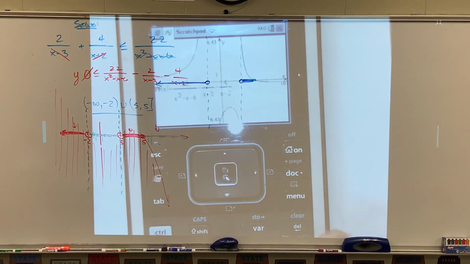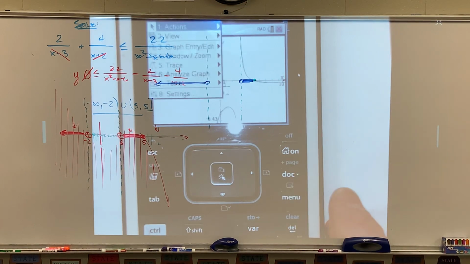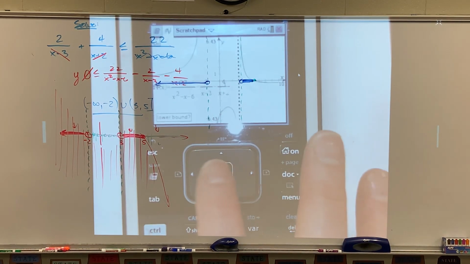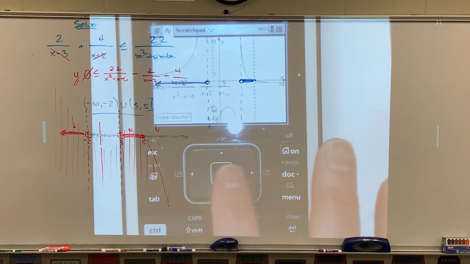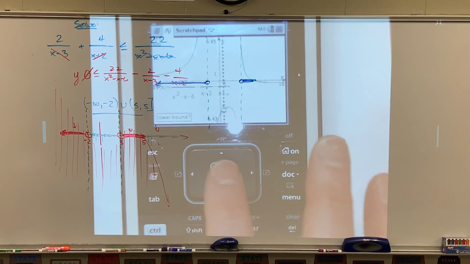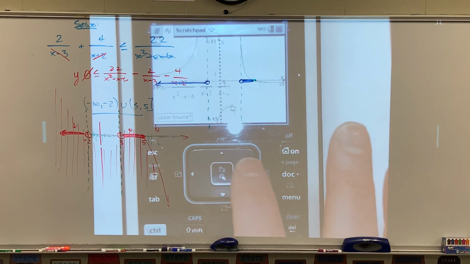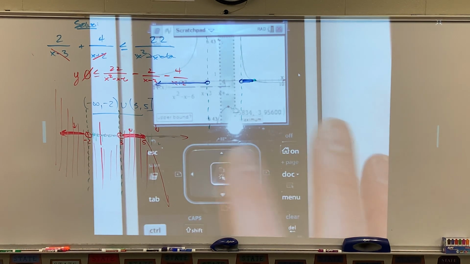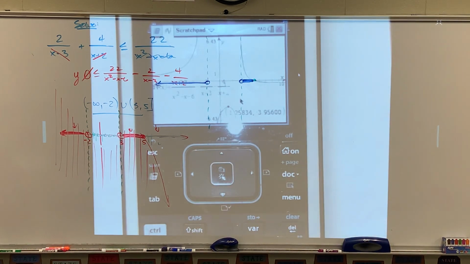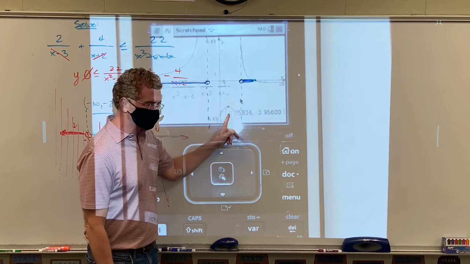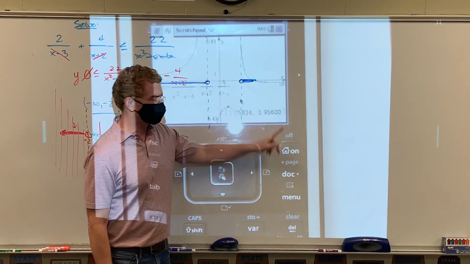If I was using my calculator, I would say menu, analyze the graph, max, and it says give me a left bound, so I'm going to just rub on that thing until it starts moving. I'm going to go to the left of the peak of the max, and I'm going to go to the right of it, and I'm going to click, and look, it gives me the point, but what do I want? The y value. So the relative max, not min, would be -3.956.